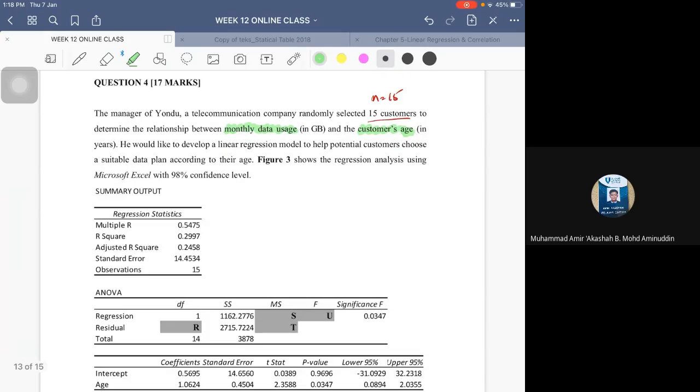Okay, so now I have two variables, monthly data usage and customer's age. Which one is going to be X and which one is going to be Y? Does the monthly data usage depend on age, or does age depend on monthly data usage? The data usage depends on the customer age. Okay, the data usage is going to be Y and customer age is going to be X. Is that right? Okay, that is actually correct.